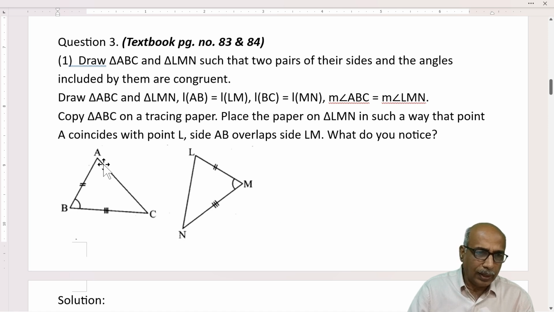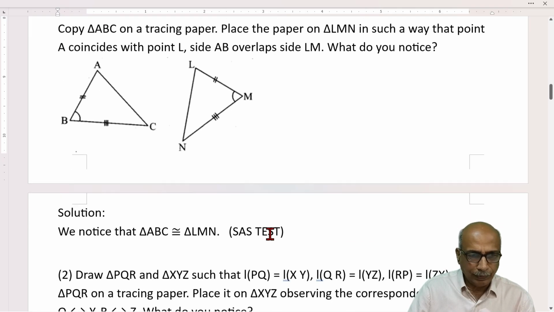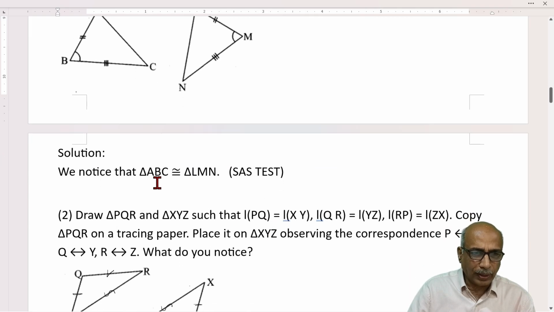So here A, B, C, from A to B double line is there, B to C triple line is there. Similarly L, M, N, L to M double line is there, M to N triple line is there. So that is A corresponds to L, B to M and C to N. Therefore, these two triangles ABC congruent to LMN.